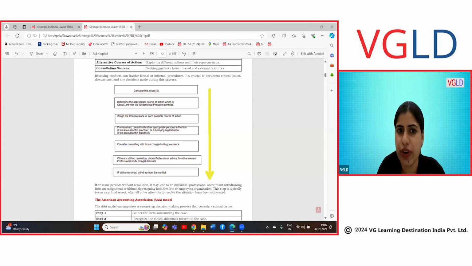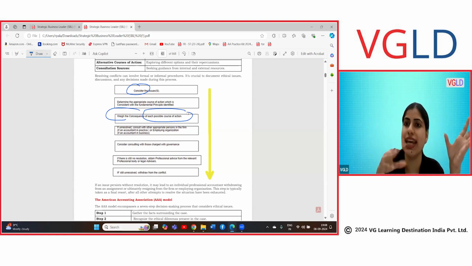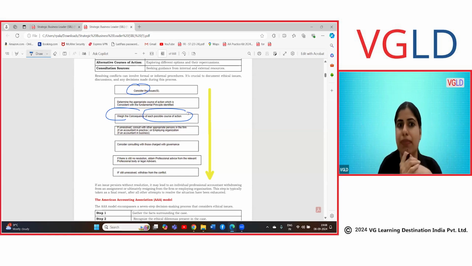So first of all, your first step is to check the issue, consider the issue. Whenever you are trying to resolve an issue, you have to consider what that issue actually is. Next, you have to check the appropriate course of action. And weigh the consequences of each possible course of action. Like, okay, in situation A, in situation B, this will be the impact.